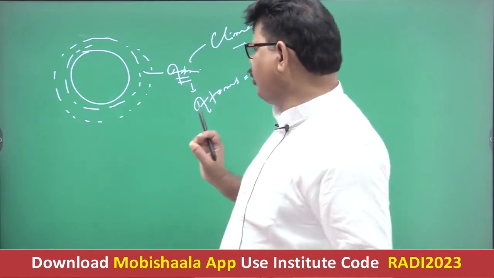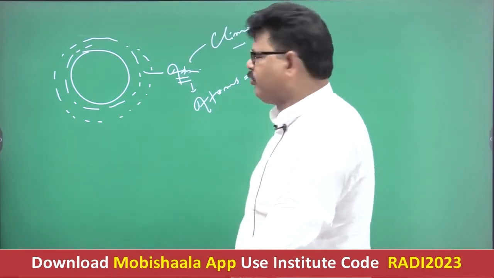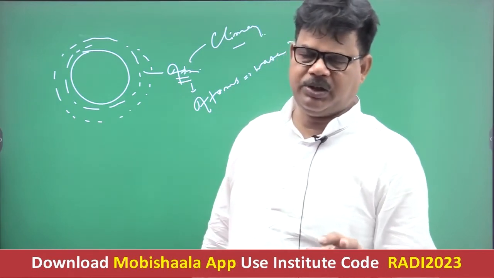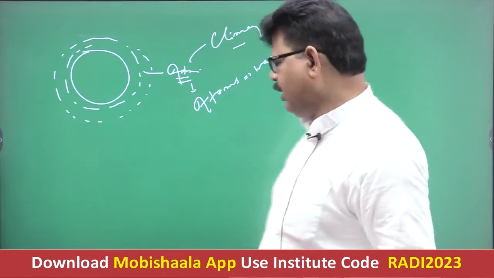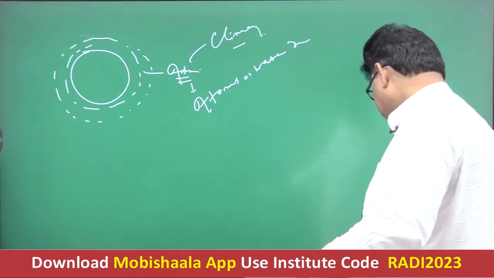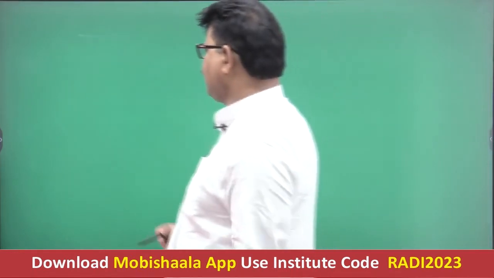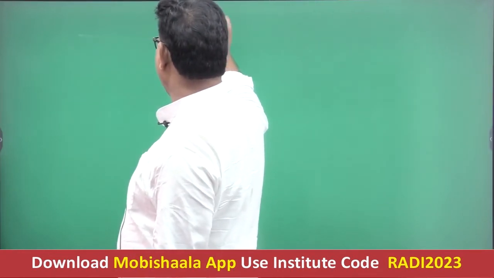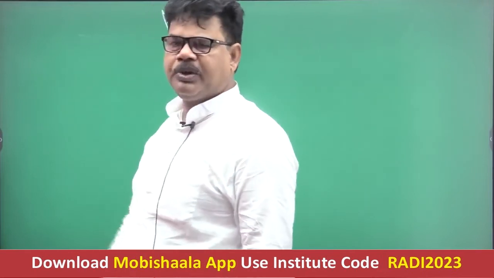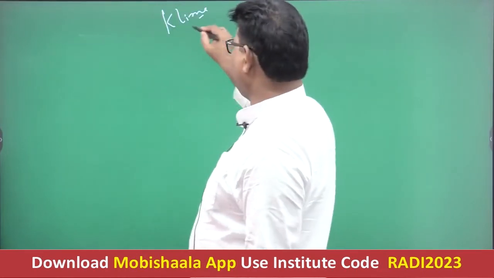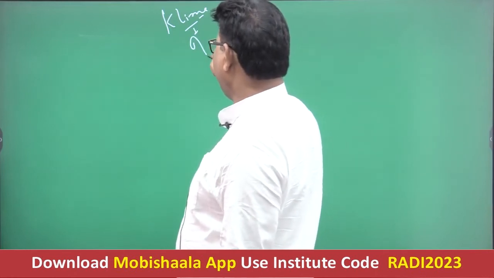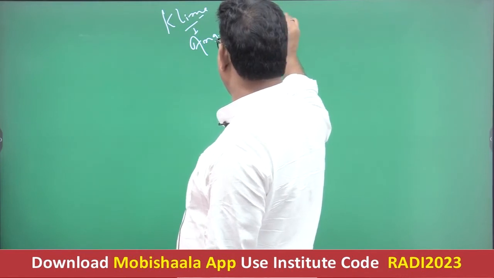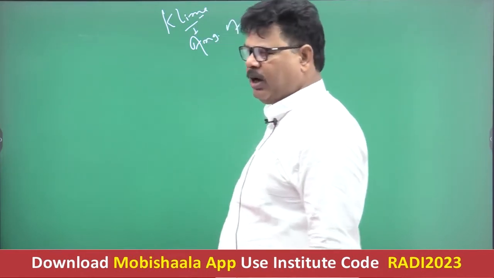Now, the branch of geography which deals with the study of atmosphere is referred to as climatology. Why was this particular term used? You must know one important aspect. The term climatology was derived from the term clima, K-L-I-M-A. The meaning of clima is angle of insolation. What is the meaning of insolation?